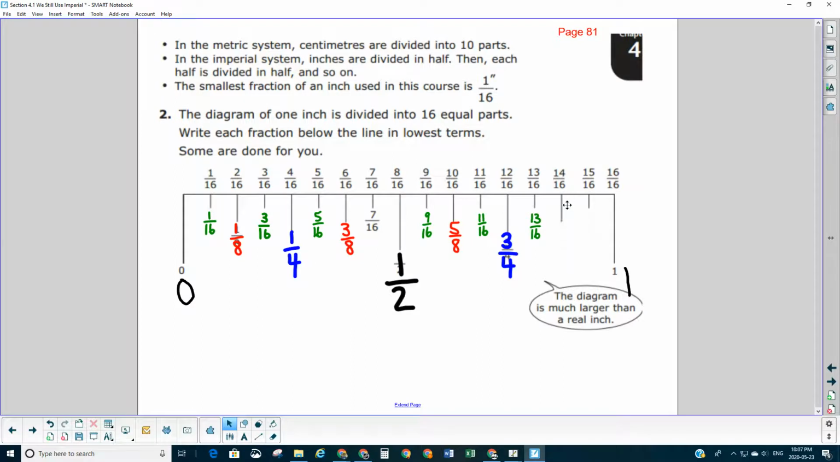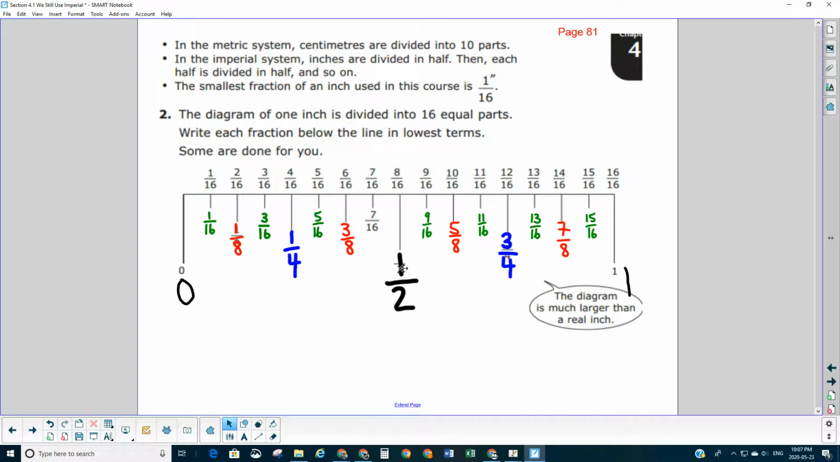13/16. 14/16, that one does reduce. Divide both the top and the bottom by 2. 16 divided by 2 is 8. 14 divided by 2 is 7. So that turns out to be 7/8. And 15/16 is already reduced. And then, of course, 16 over 16 is the same as 1. So that's a lot to take in right now, and don't panic if you didn't quite understand all of that, because we're going to break this up into smaller sections, and that's what the next page does.